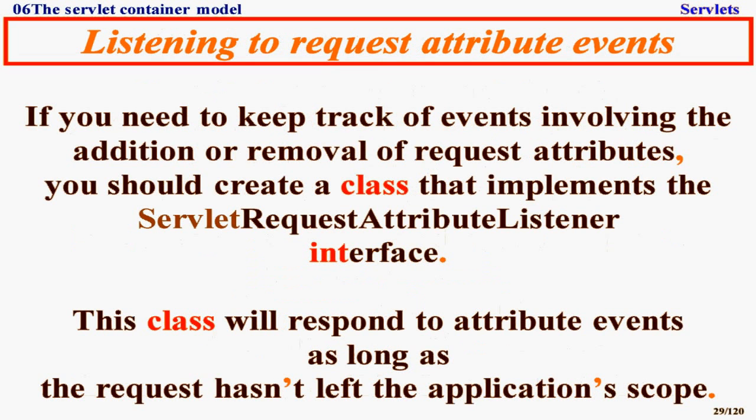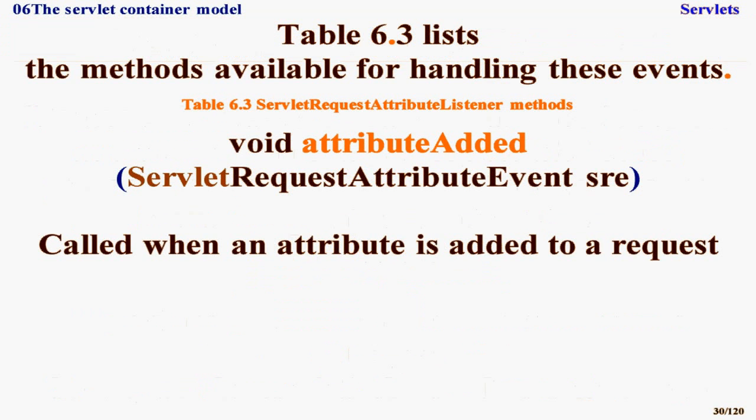Listening to request attribute events. If you need to keep track of events involving the addition or removal of request attributes, you should create a class that implements the ServletRequestAttributeListener interface. This class will respond to attribute events as long as the request hasn't left the application's scope. Table 6.3 lists the methods available for handling these events.